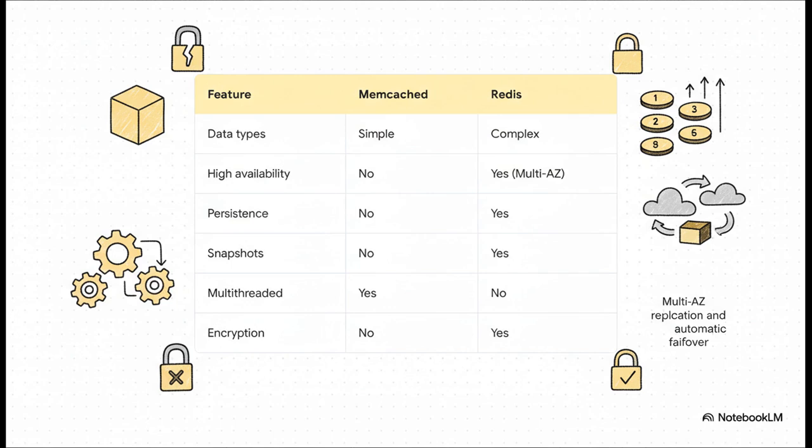Look, if the exam scenario mentions anything beyond simple key value pairs, like we need a leaderboard, which uses sorted sets, or we need to store a list of recent items, your answer is Redis. Full stop. If it talks about needing multi-AZ with automatic failover or taking backups and snapshots for persistence, again, that's Redis. Memcached is your lean, mean, simple caching machine. It's super fast and multi-threaded, but it doesn't have all those fancy bells and whistles.